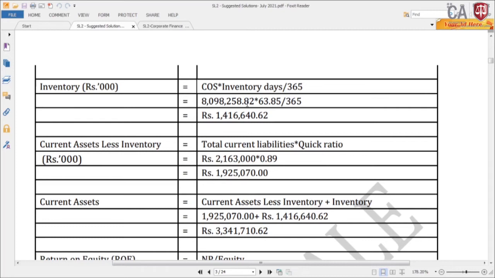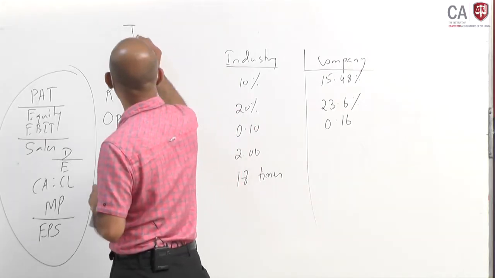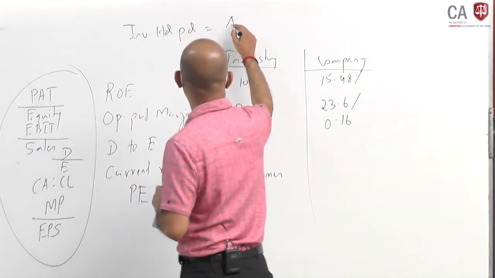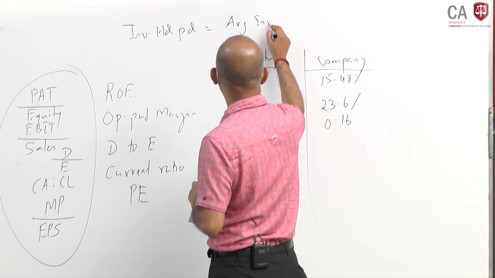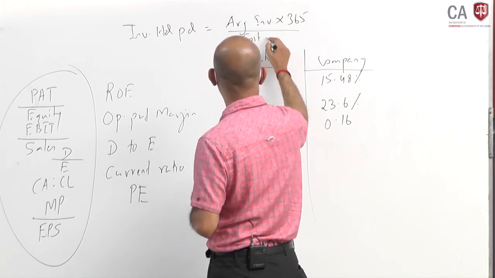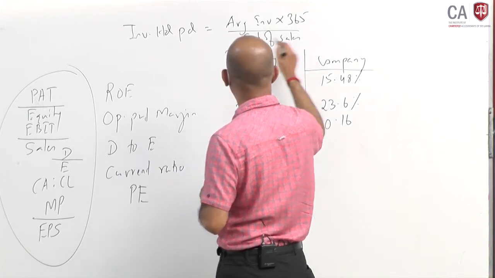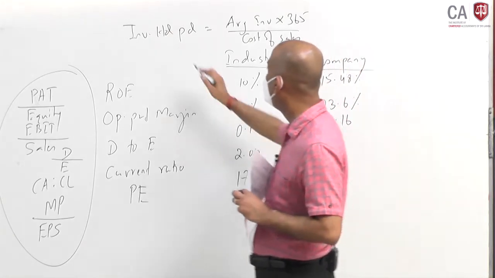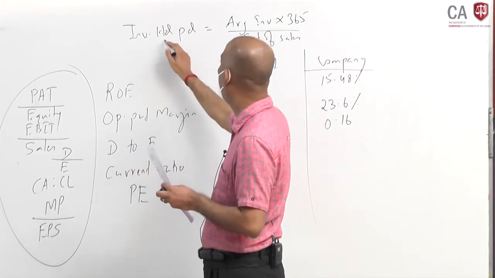So cost of sales is used to calculate the inventory holding period. You know that inventory holding period equals average inventory times 365 divided by cost of sales. Average inventory times 365 divided by cost of sales. So here the inventory holding days is given as 63.85.